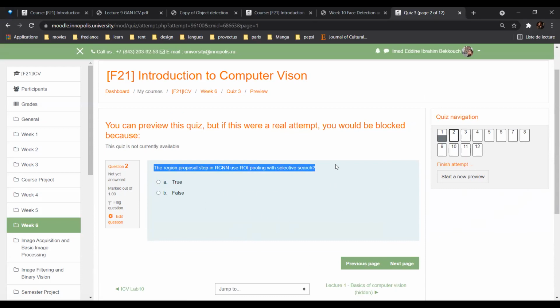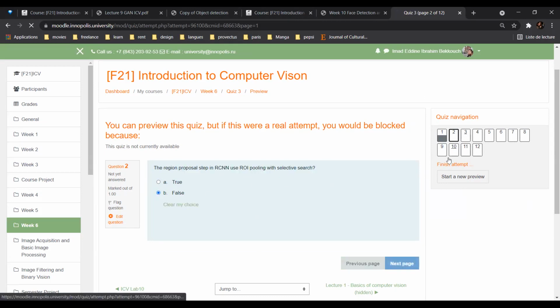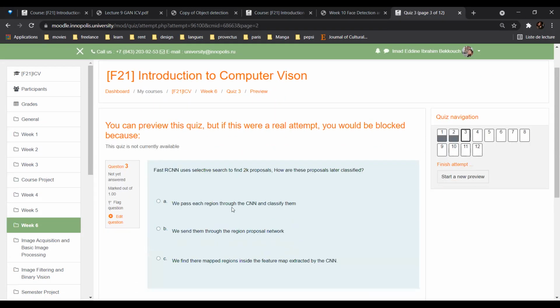Okay. The region proposal step in RCNN uses ROI pooling with selective search. Is this true or false? Simple question. When did we introduce ROI pooling? Certainly not at the RCNN. It's very false for the simple RCNN. Exactly. So the questions are pretty easy, right? If you have followed during the lecture, you shouldn't have any problem.